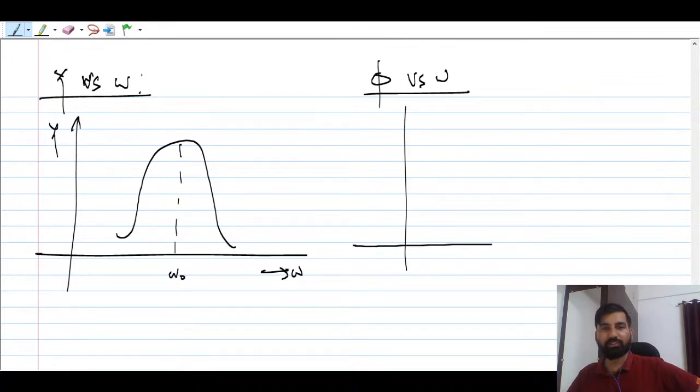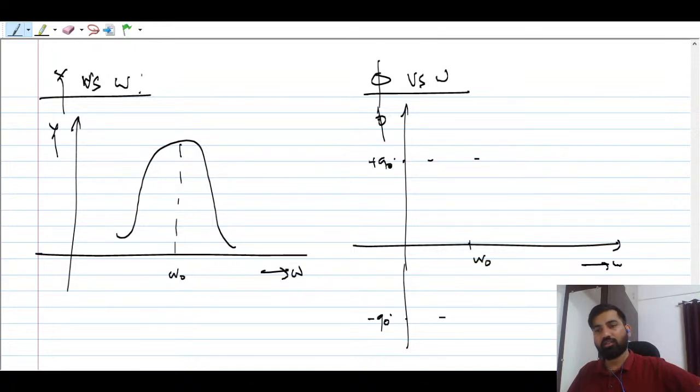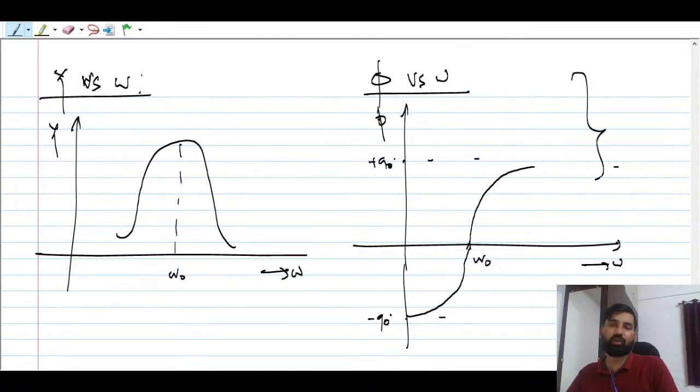What you can do here is say that the phase is going to be like this. The maximum phase that you can have from the series is plus 90 to minus 90, and this is the omega naught. So your phase will vary like this. I hope this makes sense to you. So this is the phase plot that you can have.